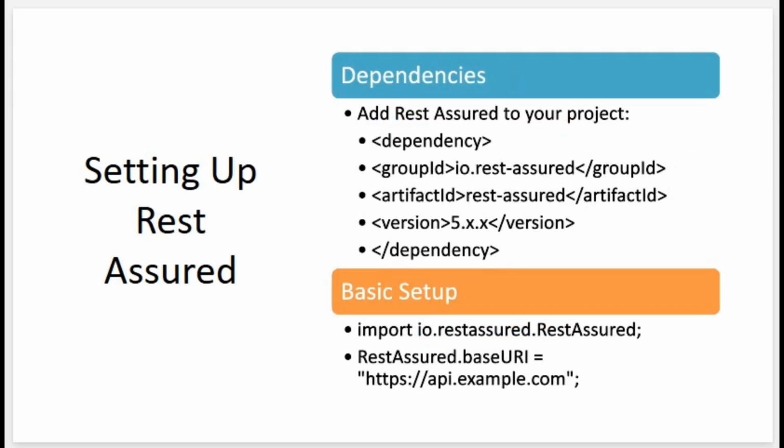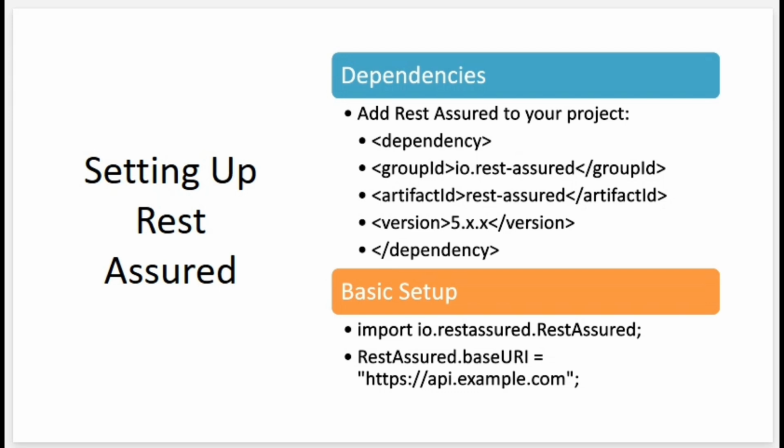Now how do you set up REST Assured? For that you need to add the REST Assured dependency inside your pom.xml. You will find that dependency in the Maven repository. There you can get the dependency, and you have to put it inside your pom.xml. That way you can set up REST Assured.